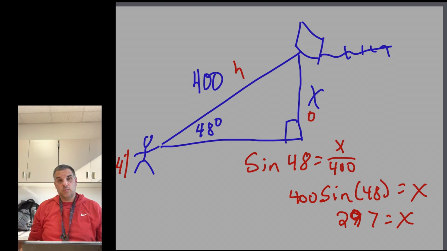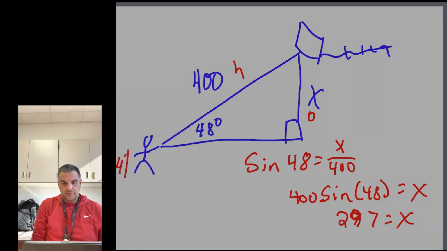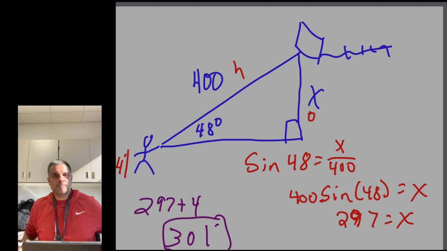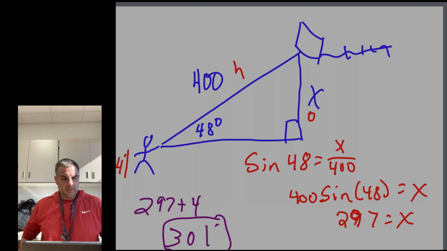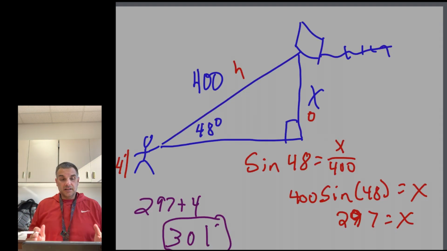But the question asked, what's the height of it? To find the overall height, I do need to add that 4 feet, because my hand is 4 feet above the ground. So my kite is flying at approximately 301 feet. And it's using that angle of elevation.